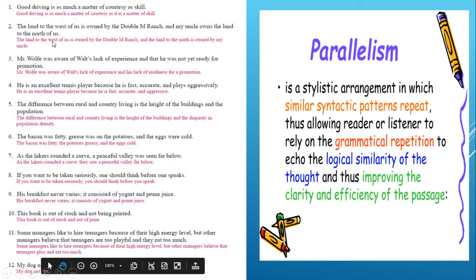So here you have a few examples. Good driving is as much a matter of courtesy as skill. Good driving is as much a matter of courtesy as it is a matter of skill. So it's a little bit more complicated here because you have to match up the as.